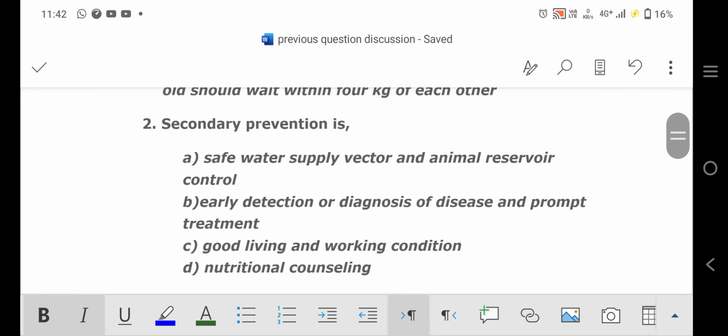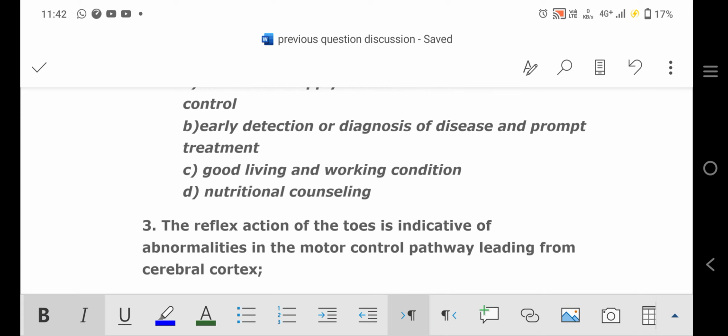Second question, secondary prevention is option A, safe water supply, vector and animal reservoir control. Option B, early detection or diagnosis of disease and prompt treatment. Option C, good living and working condition. Option D, nutritional counseling. Secondary prevention, answer is option B, early detection or diagnosis of disease and prompt treatment.